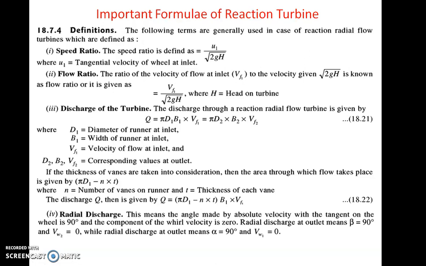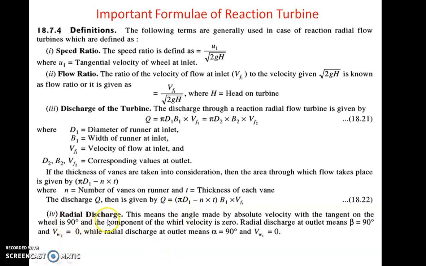Or sometimes it is given that the vane occupies 5% of the area, so you have to reduce that 5% area from the total discharge. So the modified discharge will be 95% of the original discharge. That will be the case that we will see when we see the numericals.